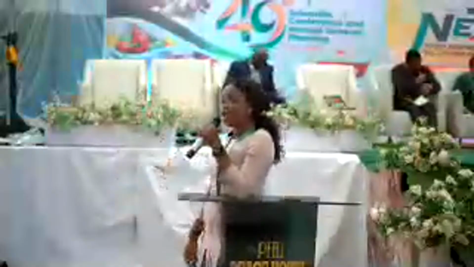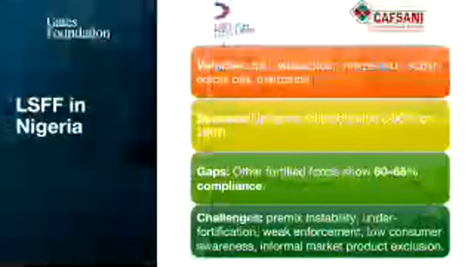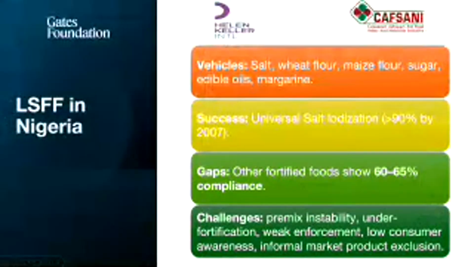Salt iodization was introduced around 2002, and by 2020 it reached over 90%, which has drastically reduced by 74% the odds of goiter in Nigeria. And the gaps that we have noticed: the other foods that have been fortified, as against the above 90% success story for salt, have 60 to 65% compliance.